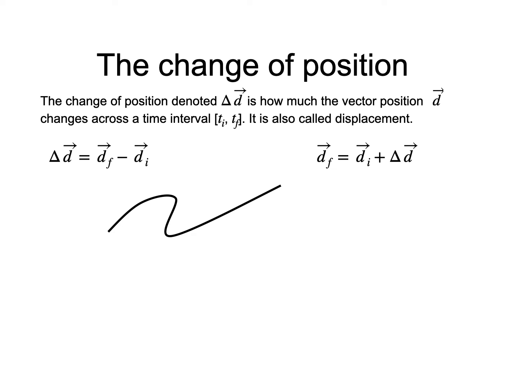This curve is an example of the trajectory of an object restricted to travel on the plane of this page. We will place the origin here and choose a location for the starting point for the time interval and draw the initial position as the red arrow. Similarly, this blue arrow shows the final position vector. The green arrow is the vector that needs to be added to the initial position for the sum to be equal to the final position. The green arrow is the displacement.